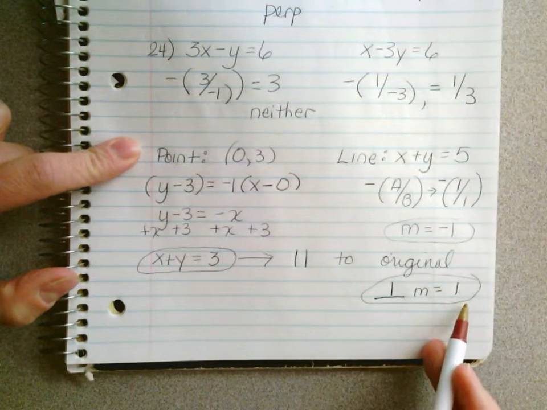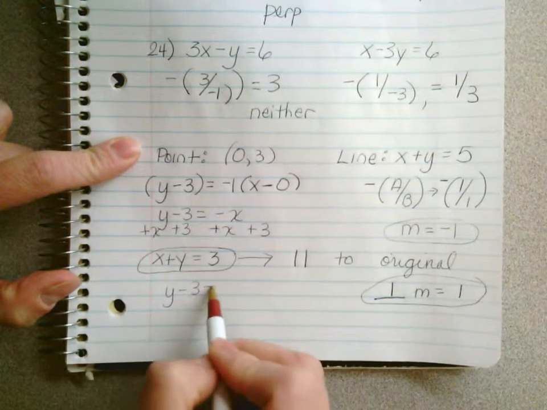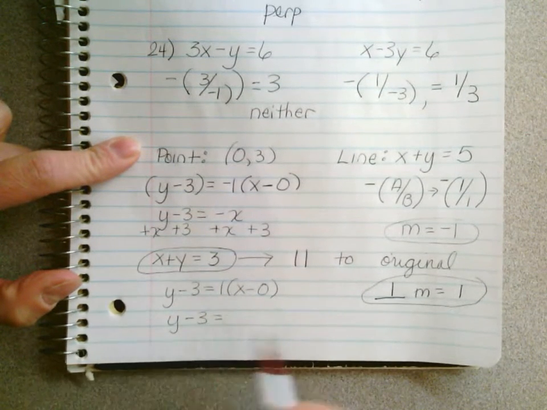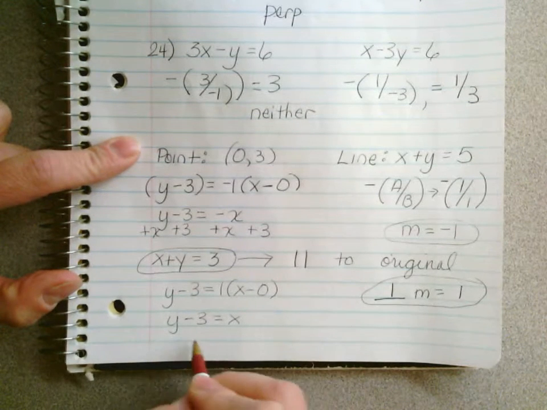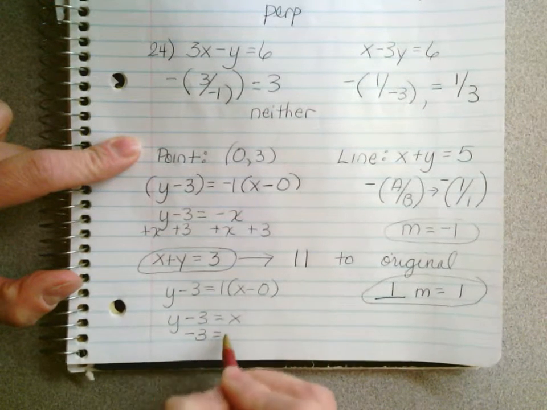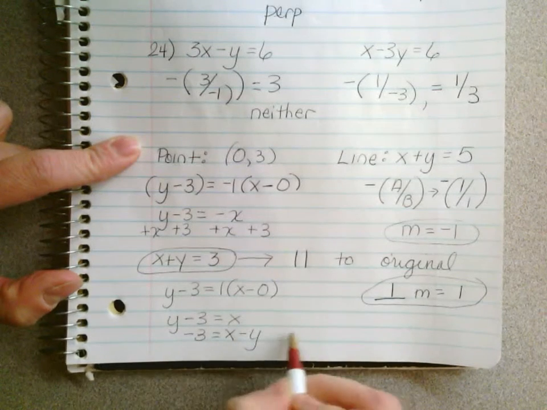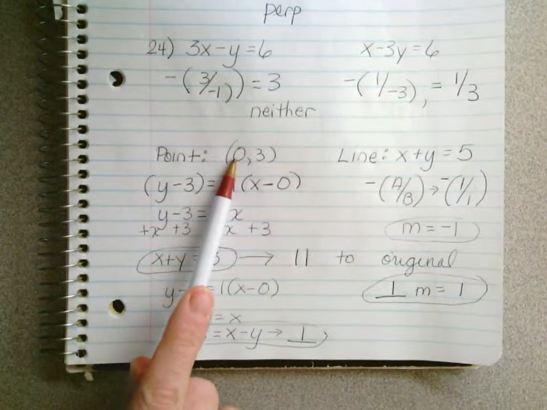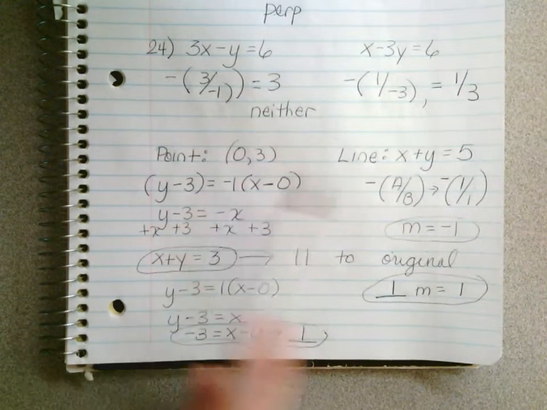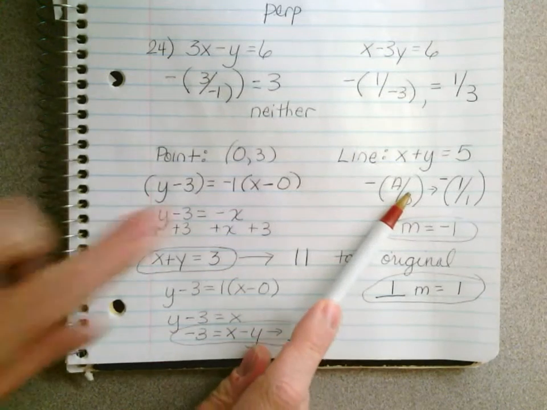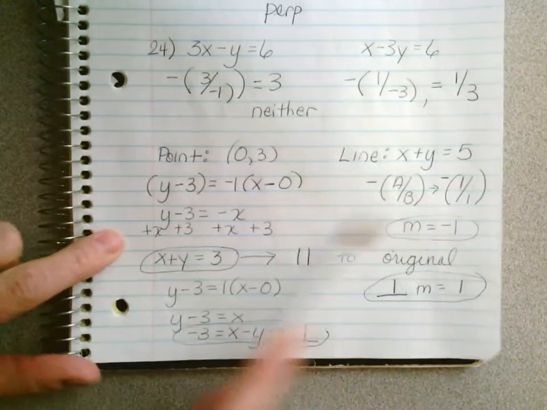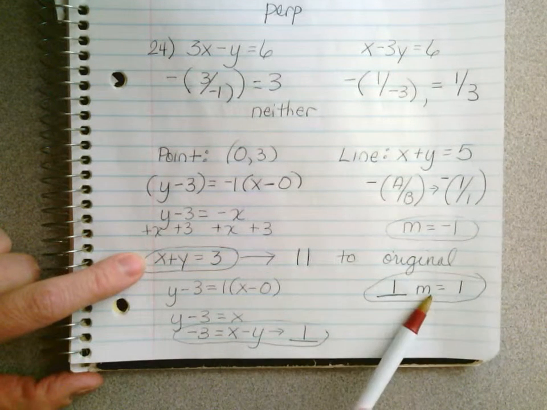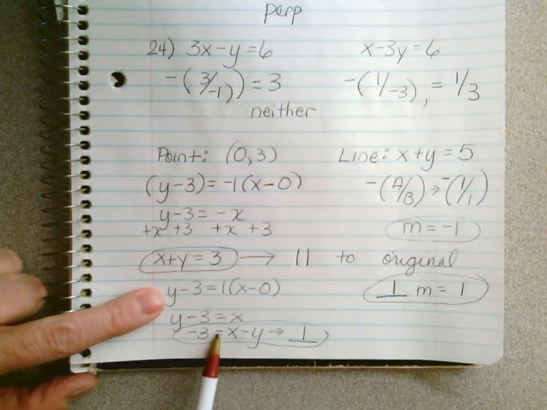Now we're going to get our perpendicular line. y minus 3 equals 1 times x minus 0. y minus 3 equals x. Subtract your y over. Negative 3 equals x minus y is your perpendicular line using the points they gave you. Get your slope, plug in the points, create your parallel line. Opposite reciprocal slope, use your points to create your perpendicular line.